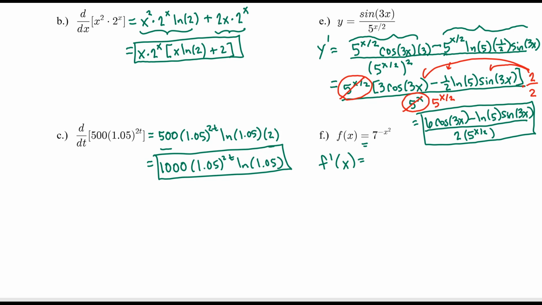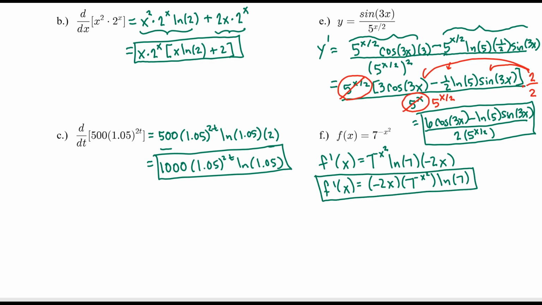Because it is an exponential function, we make a copy of the exponential function exactly as it appears. Because the base is something other than e, we multiply by natural log of the base. And then because the exponent is a function of x, we also multiply by the derivative of that exponent, which happens to be negative 2x. And that's pretty readable. That would be acceptable, or you may want to call it negative 2x times 7 to the negative x squared, natural log of 7.